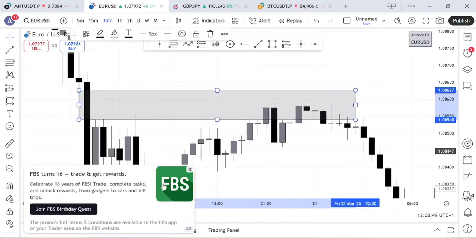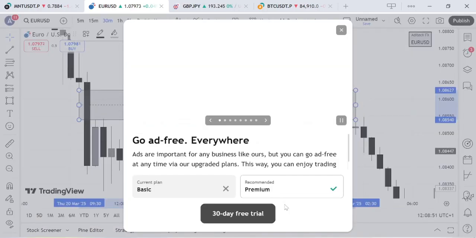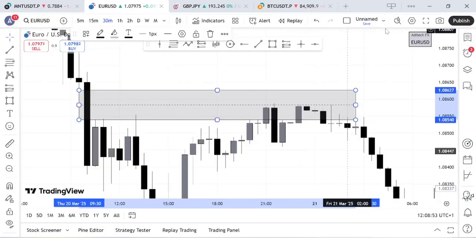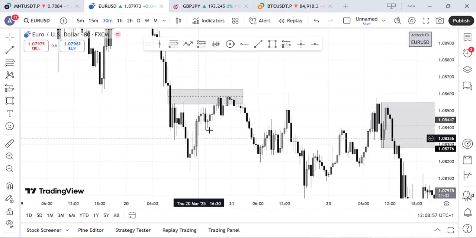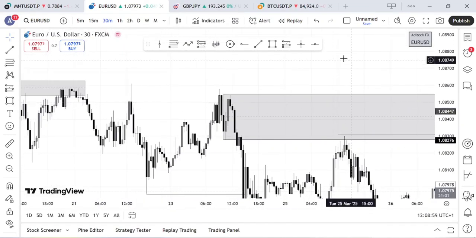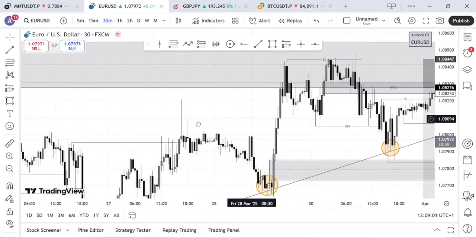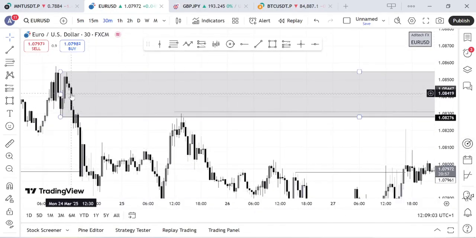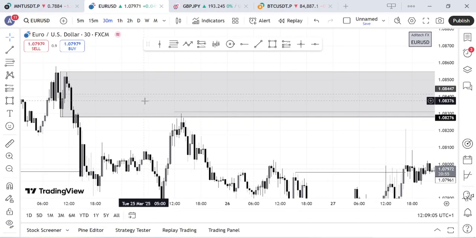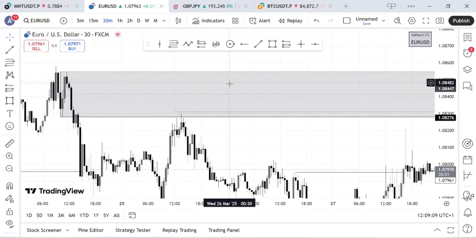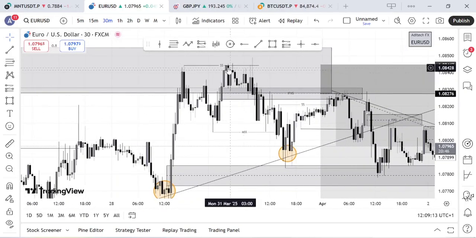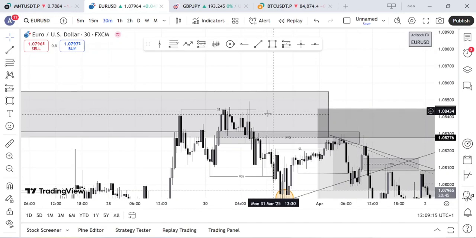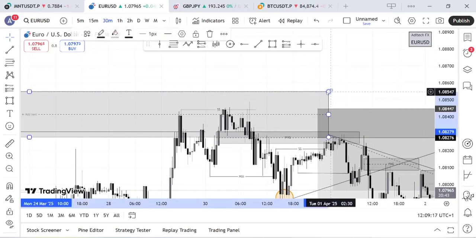As you can see, price came back and used it as a resistance, right? Price came back and used it, going down. So that's basically what happened. There's a fair value gap right here too. Anytime you have a combination of a fair value gap and an order block, it's a high probability setup, right? That is why price failed to break past this order block.